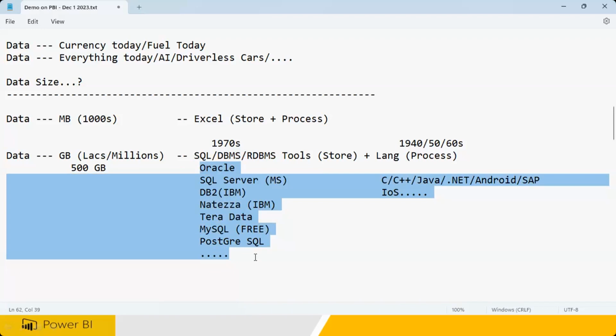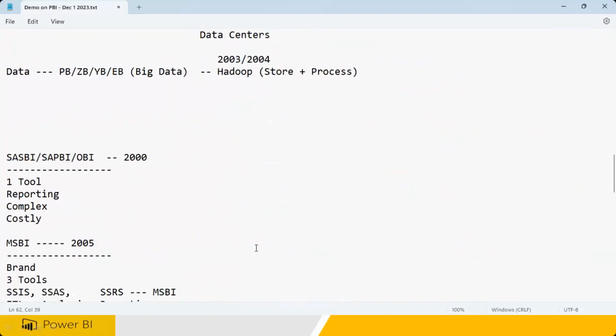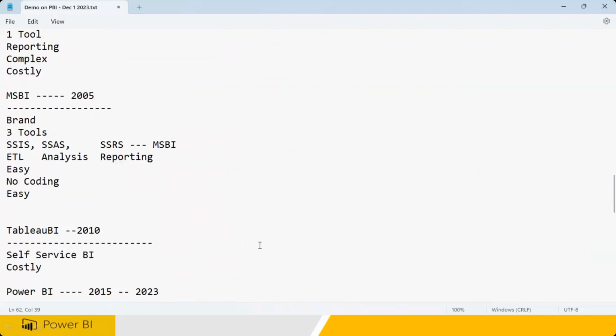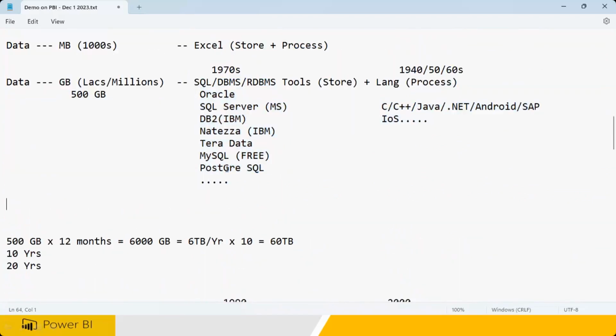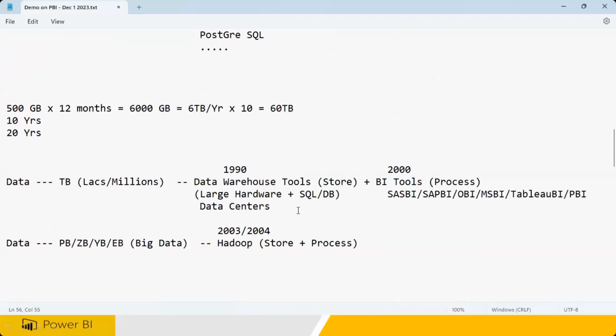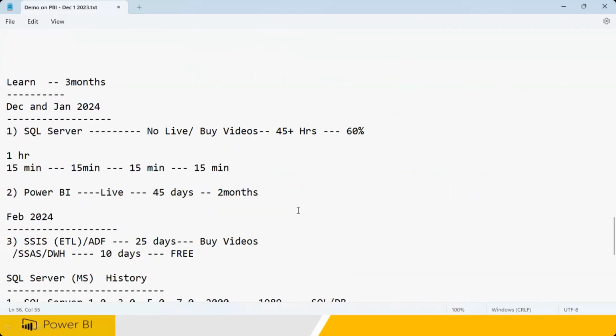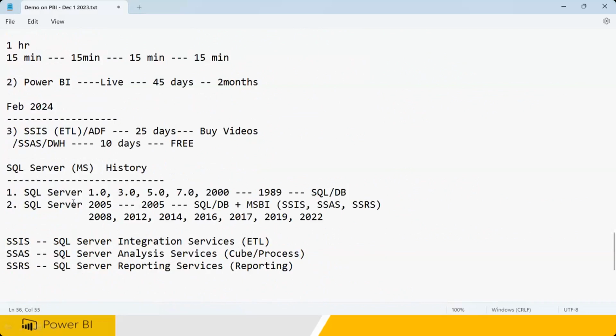SQL Server is a tank or a bank. You can store the data, retrieve the data. That is what you have to understand. SQL Server initially started to store the data. When you see the SQL history, version 1.0 got started in 1989, purely a SQL database. Till the year 2000, it was purely a database.